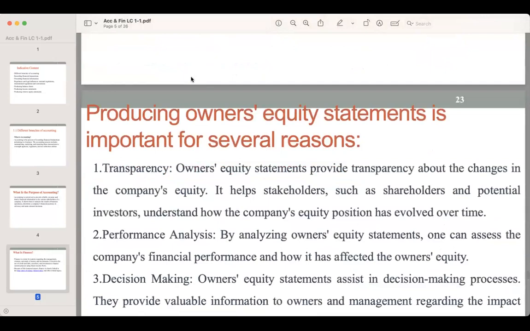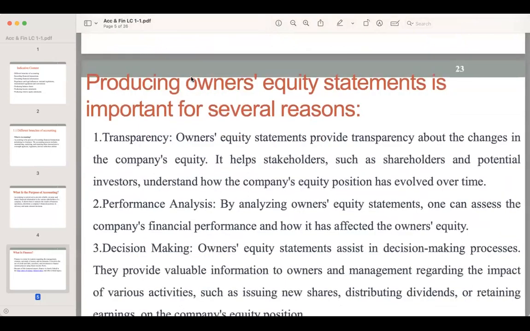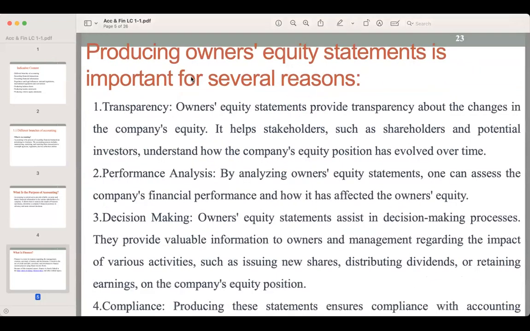Any questions so far? Okay, next one is producing an owner's equity statement is important for several reasons. Equity statements provide transparency. They help us understand how the company's equity or ownership has changed over time. Secondly, these statements assist in analyzing the company's performance. By examining the owner's equity statement, we can evaluate the company's financial performance and how it has impacted the owner's equity.